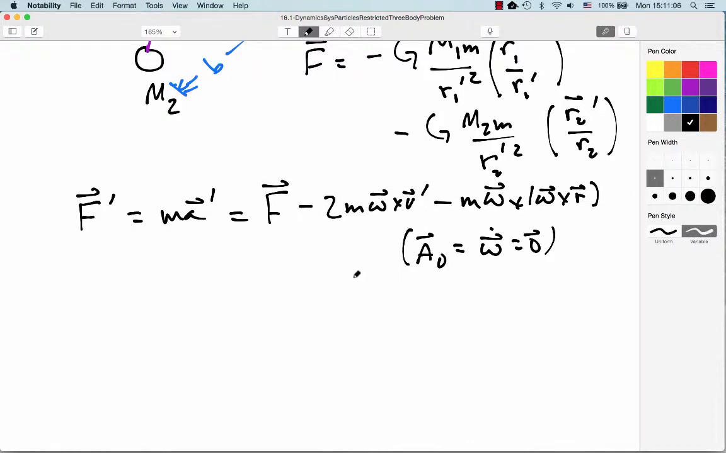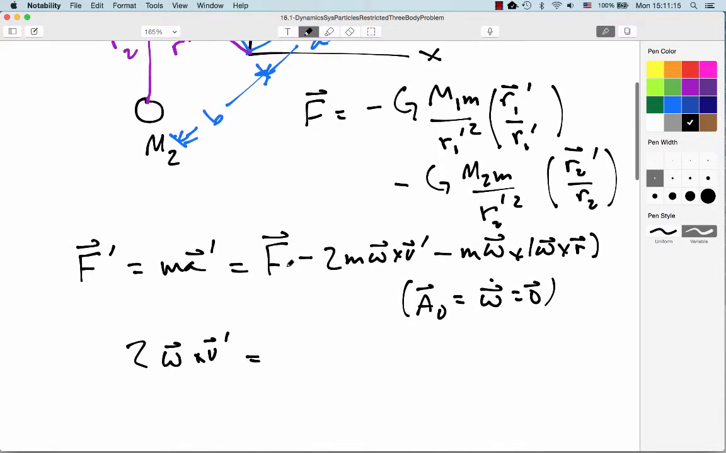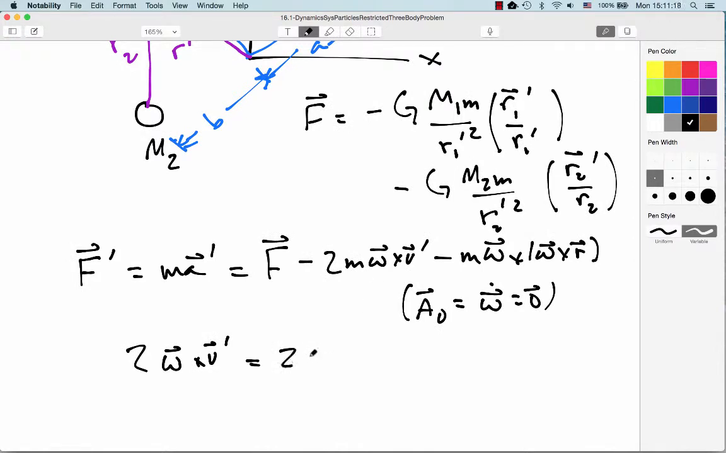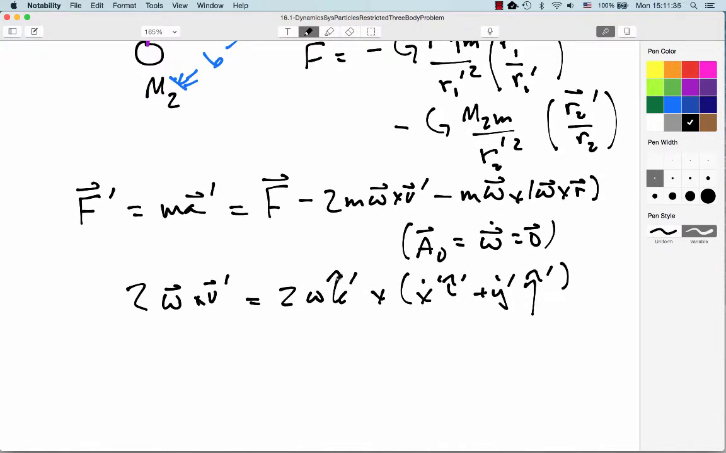Alright. So let's work out the Coriolis acceleration here. So there'll be 2 omega cross v prime. That'll equal, when you take the cross product, 2 omega k hat prime, and we're crossing that with x dot prime i hat prime plus y dot prime j hat prime. And so you take the cross product and you end up with minus 2 omega y dot prime i hat prime plus 2 omega x dot prime j hat prime.